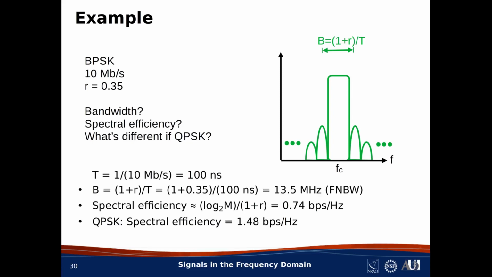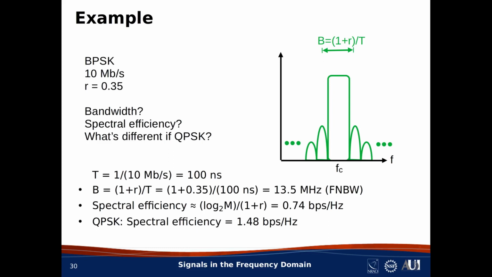The solution is as follows. First, we find the symbol period T is simply 1 over the bit rate, so T is 100 nanoseconds. The first null bandwidth then is (1 + r)/T, which is 13.5 megahertz. The spectral efficiency is then 0.74 bits per second per hertz. In other words, for each hertz of spectrum that we're using, we're sending 0.74 bits per second.